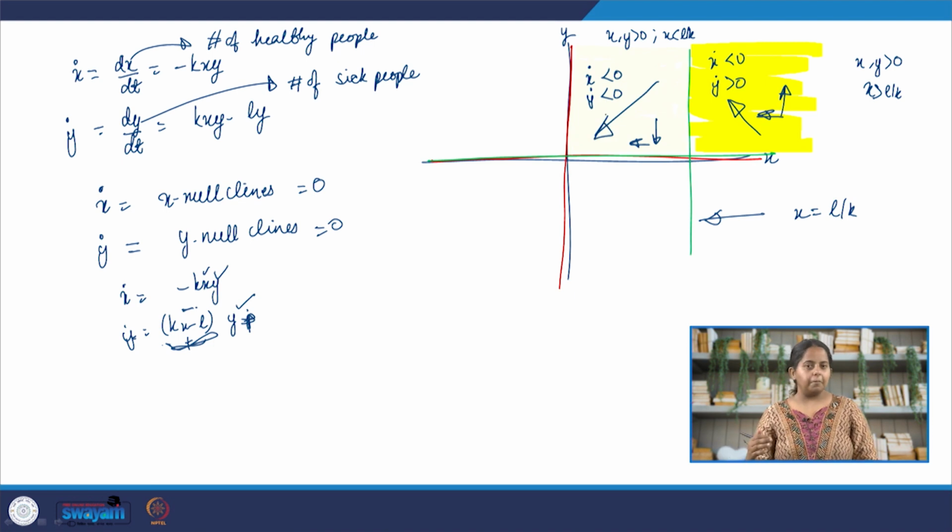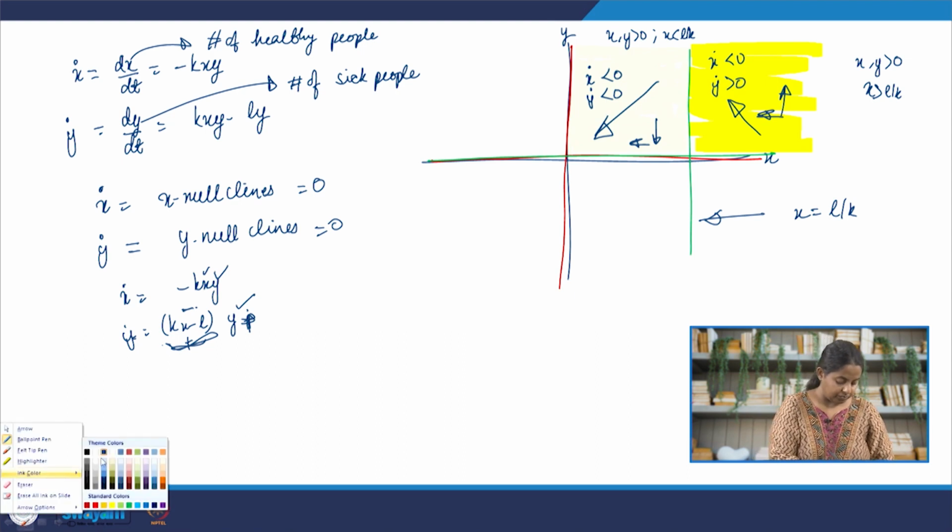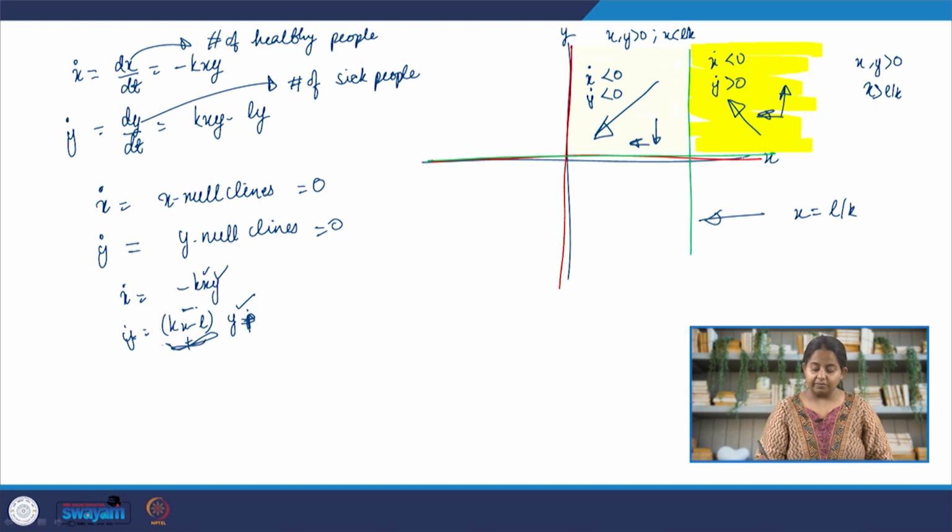So these nullclines, even without finding the Jacobian, even without finding the behavior of the flow around the fixed point, just by looking at the nullclines and how x and y are behaving around them, we already get an idea of what is happening here. Let's say our initial number, I'm going to use a different color for this. So let's say my x naught is somewhere here. So my x naught is bigger than L by k, and I'm starting with some initial number of y, some initial number of sick people. So let's say this is my starting point, this black dot here.